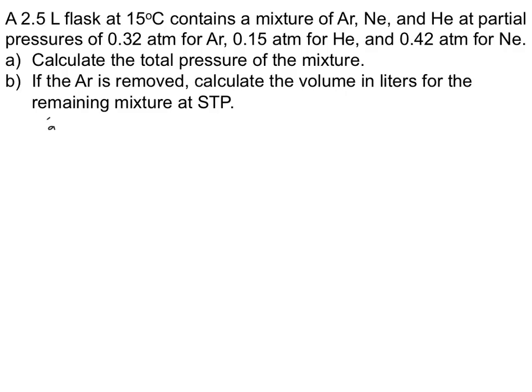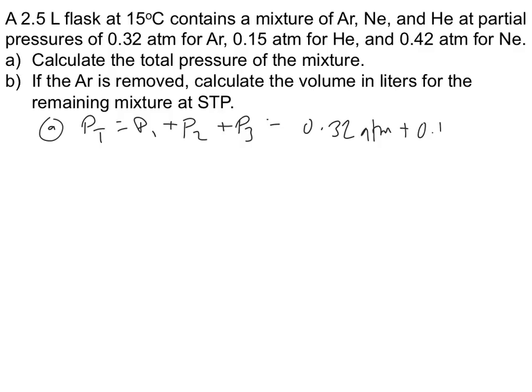So for part A, we know that we're going to be using Dalton's Law of partial pressures: P1 plus P2 plus P3. In this case, we're just going to be summing up our individual pressures. They've given us 0.32 atm, 0.15 atm, and 0.42 atm.